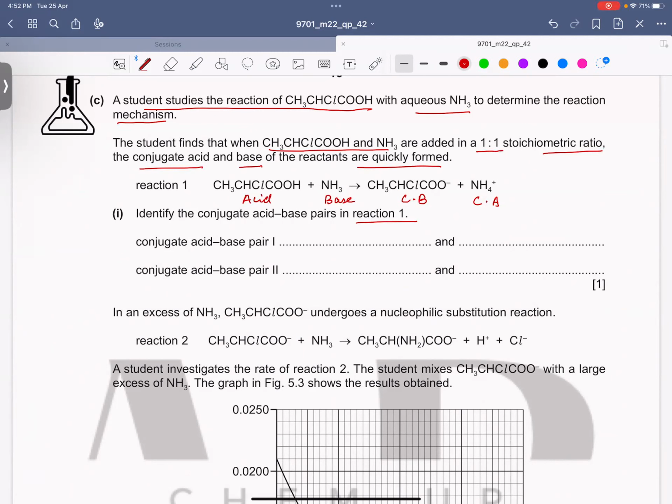Okay. So we just figure it out. We have to write over here that the first pair would be CH3CHClCOOH and its conjugate base would be CH3CHClCOO negative. The second pair would be NH3 and ammonium NH4 positive.